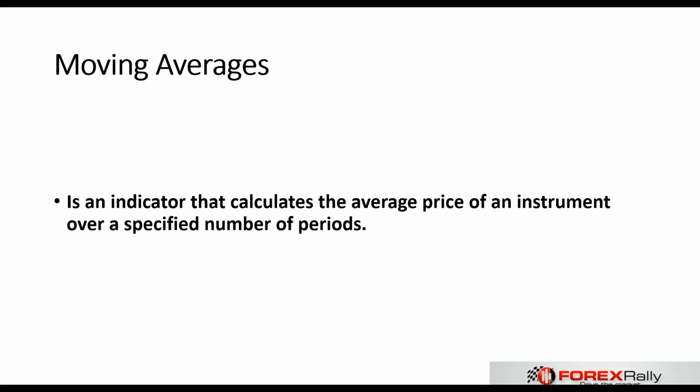Moving averages are indicators that calculate the average price of an instrument over a specified number of periods. It is one of the most used technical indicators as trend following indicators. This is very important. And traders are using this tool to get into trades in the direction of the main trend or the direction of the current move.